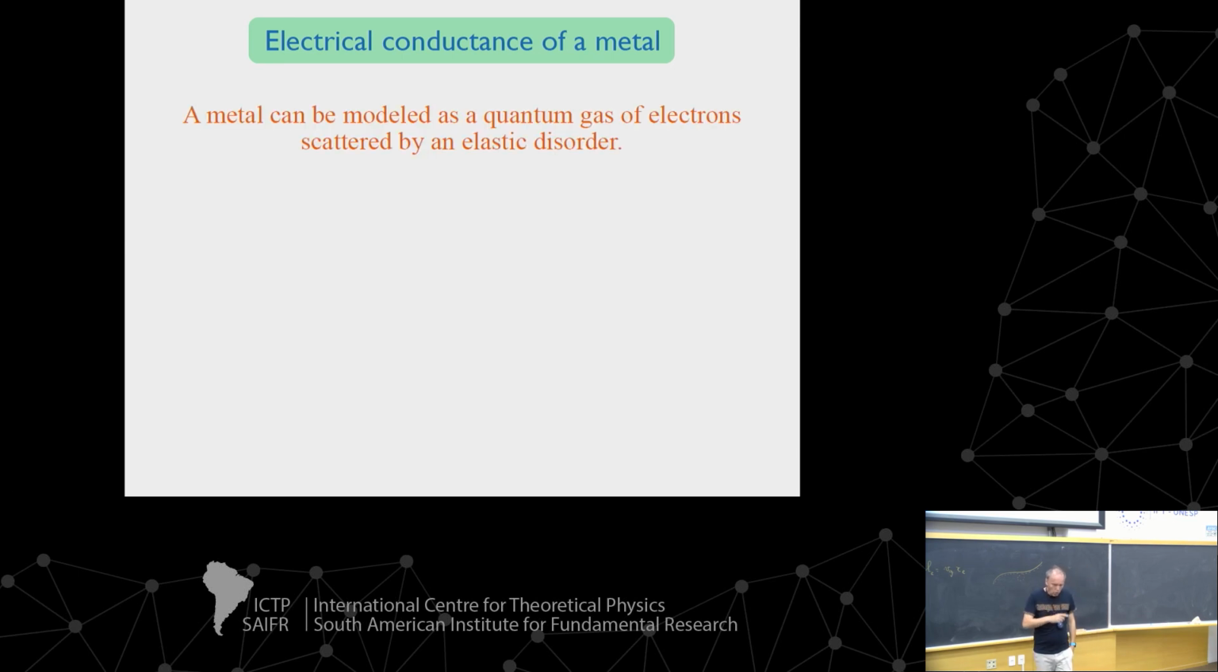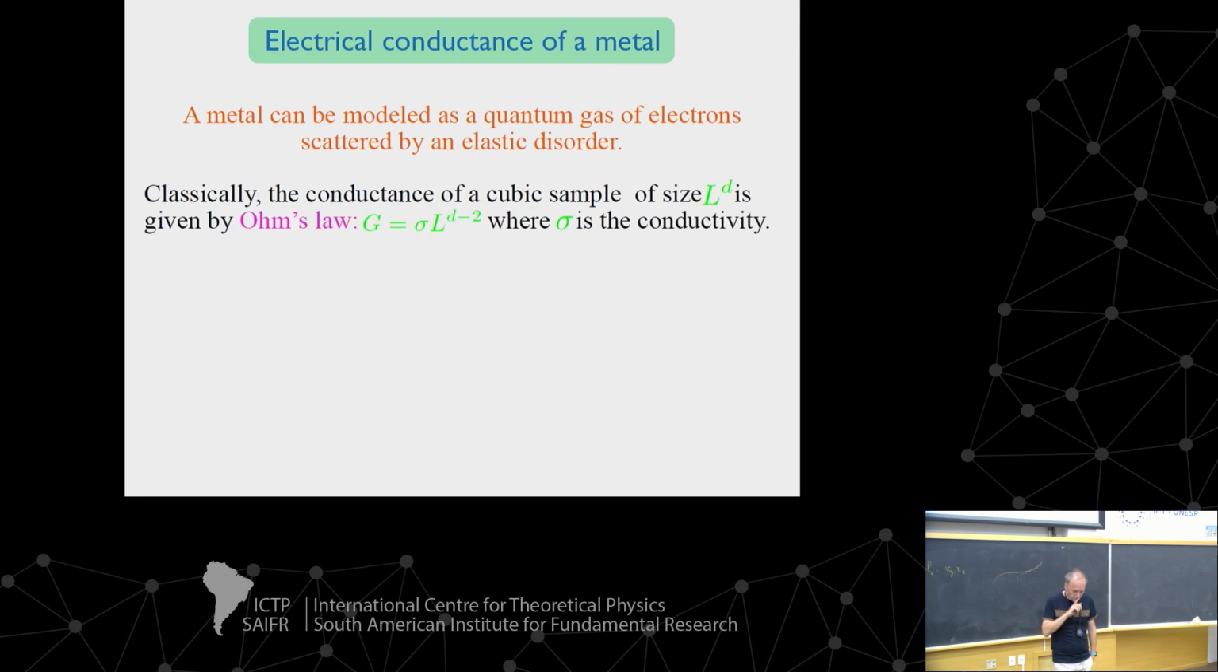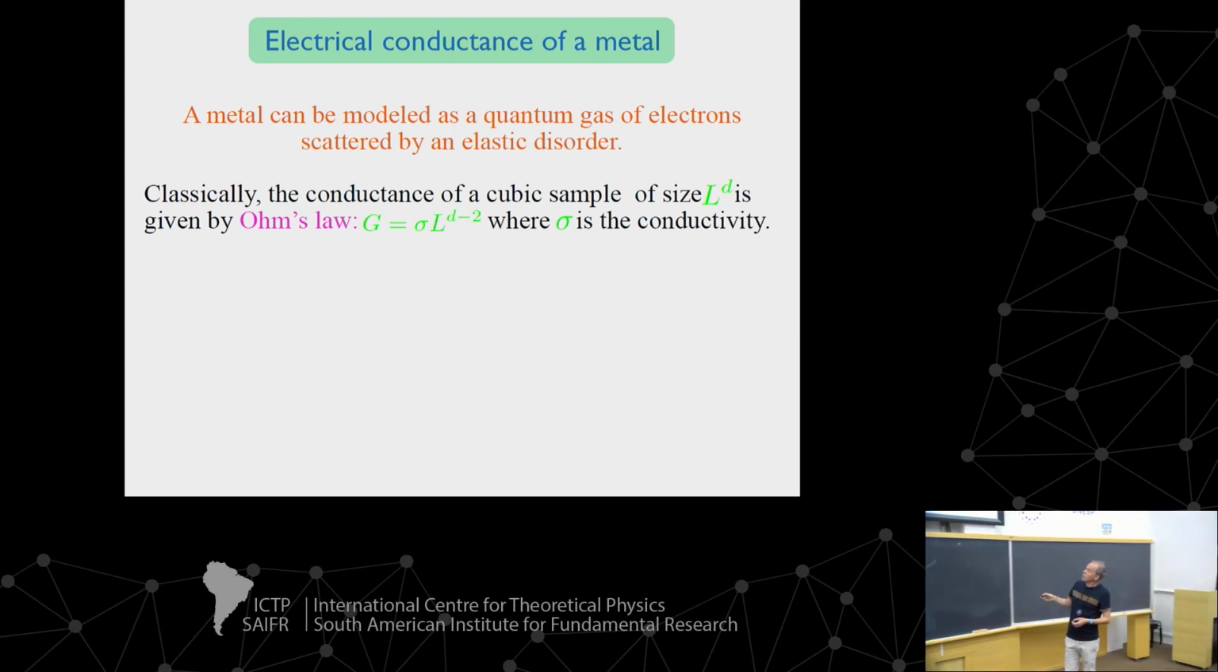And then you all agreed with what I said, that a metal can be modeled as a quantum gas of electrons scattered by elastic disorder. And classically, the conductance of a cubic sample of size L to the power D is given by Ohm's law, which says that the conductance is proportional to the conductivity times L to the power D minus 2, where D is the space dimensionality. Remember that we saw it yesterday?